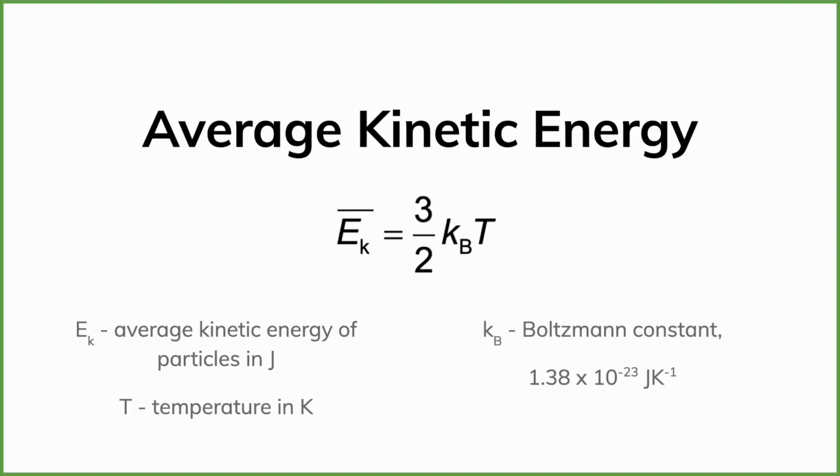The average kinetic energy of the particles and the temperature are proportional to each other, and they follow this equation here. The E_K with the bar over it is the average kinetic energy, so that is the kinetic energy of the average particle. So it's a very small value. It's the temperature multiplied by the Boltzmann constant, and you can see the Boltzmann constant is 1.38 times 10 to the negative 23. So that's a very small number. If you wanted to find the total kinetic energy inside a substance, you'd multiply by the number of particles.